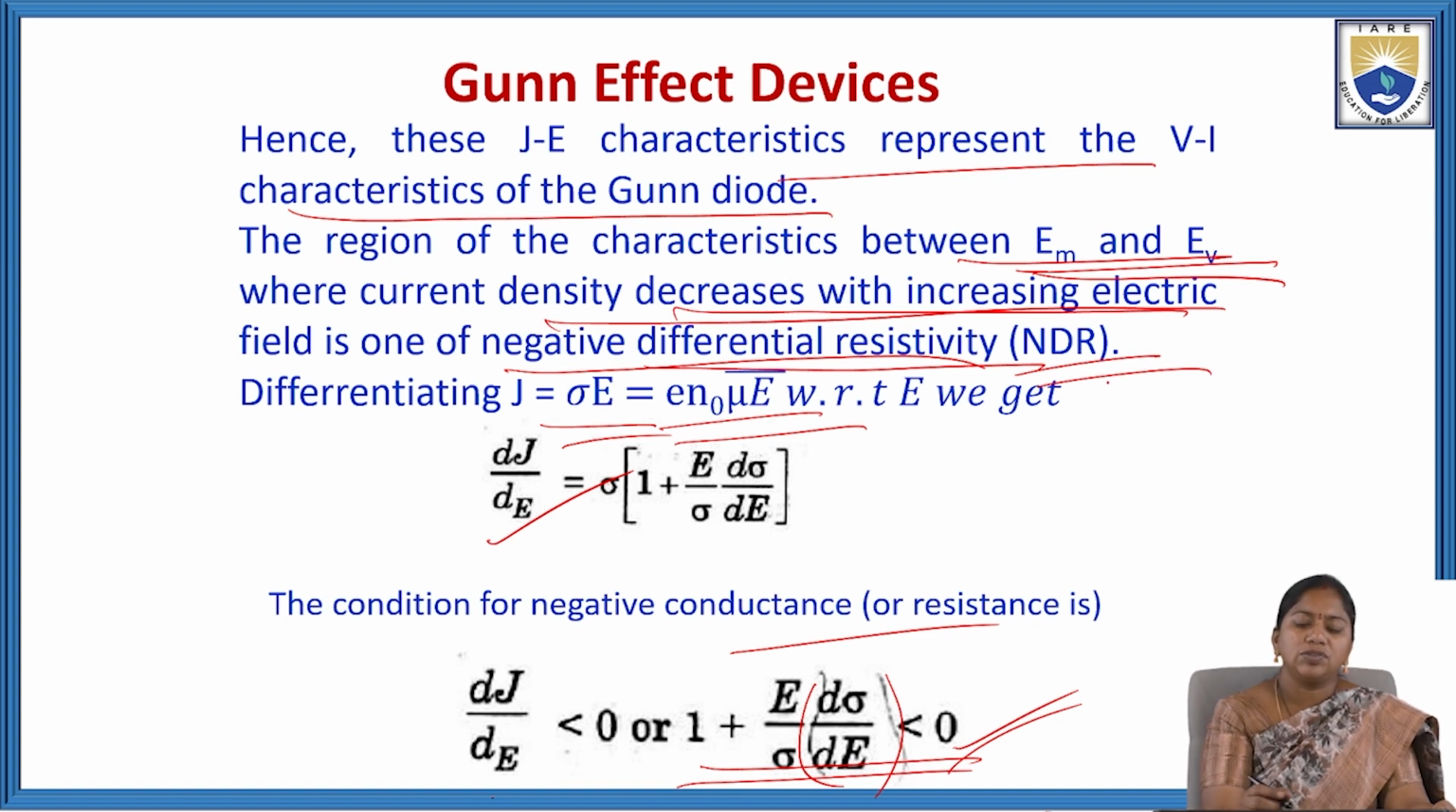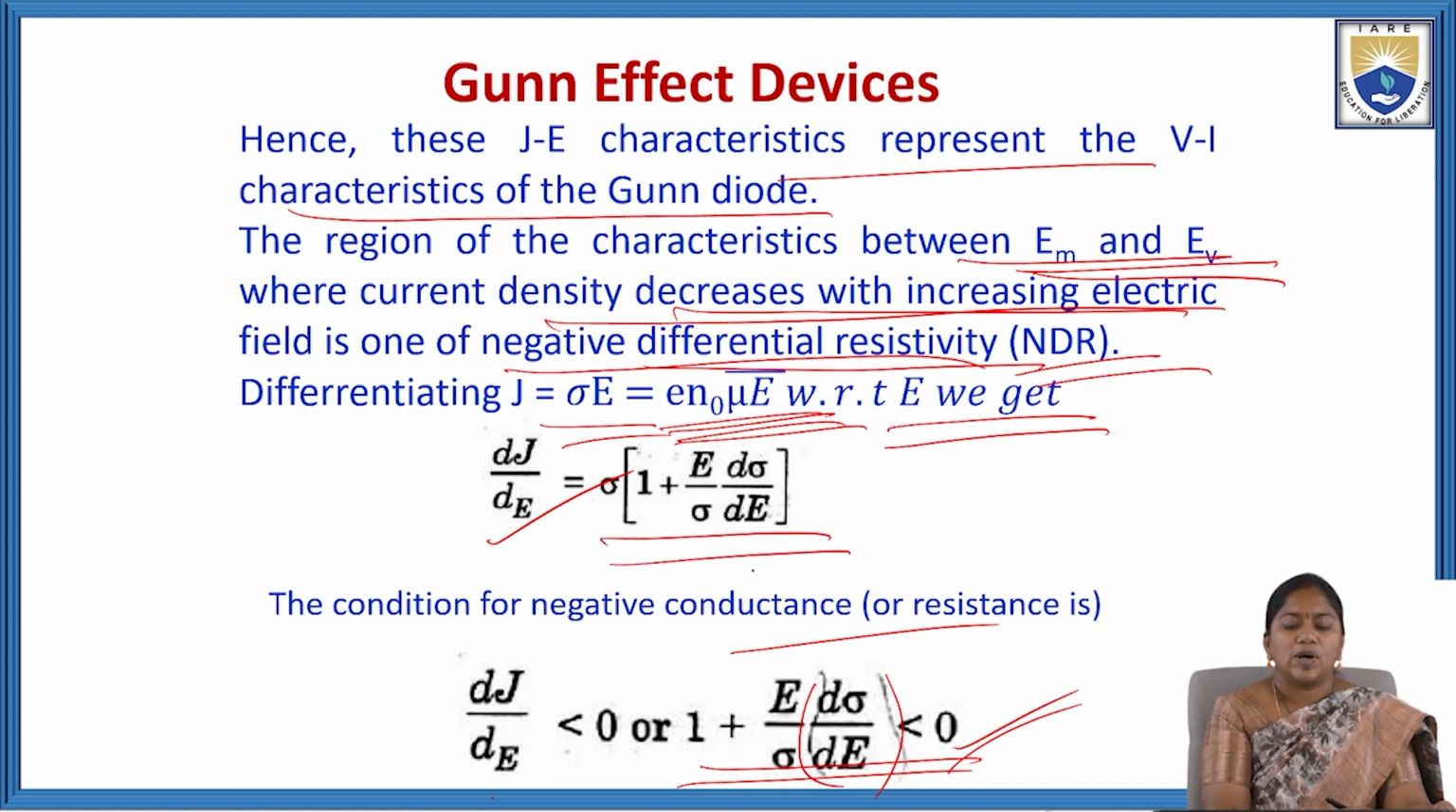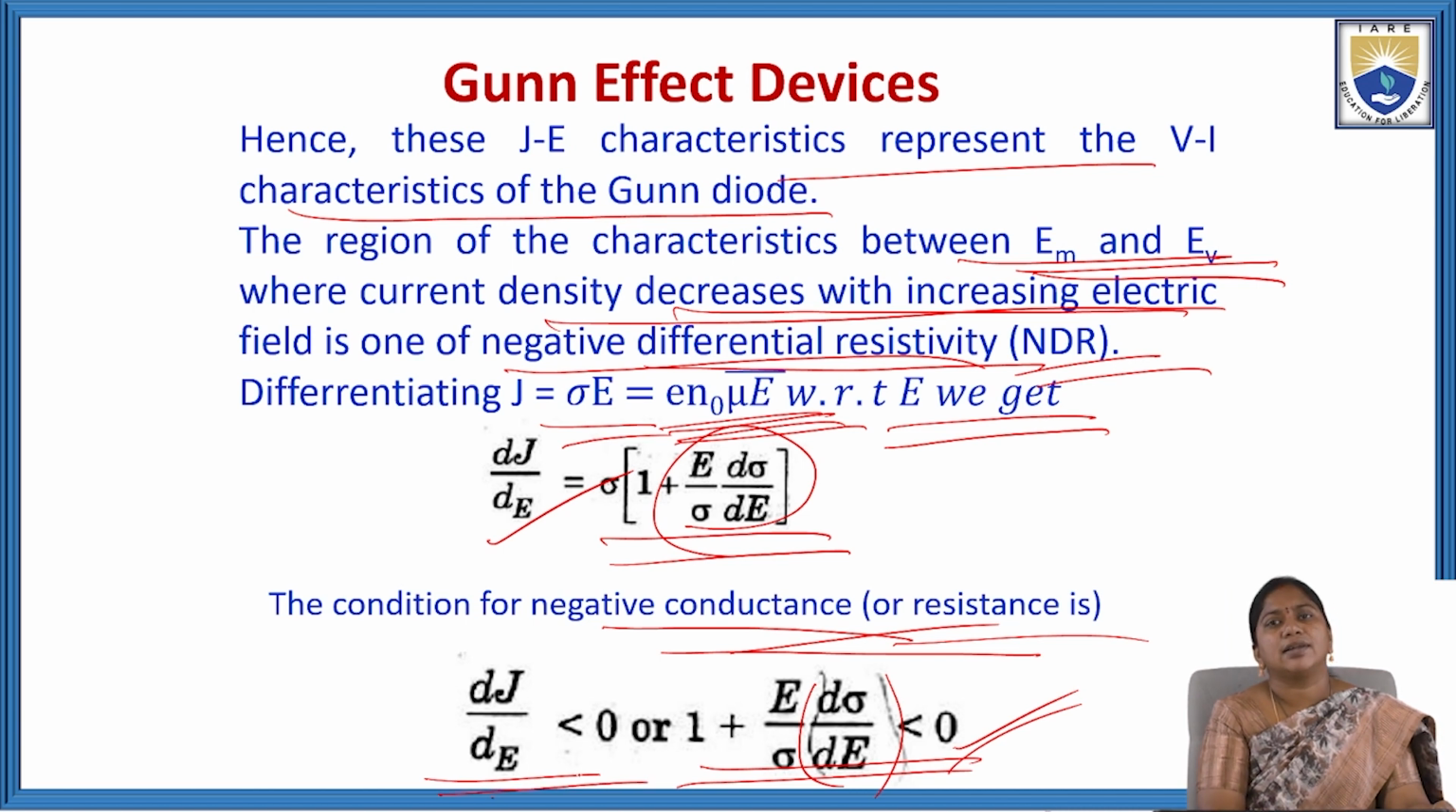Differentiating J equal to sigma E, that is equal to E N naught into mu bar into E with respect to E, we get dJ by dE equal to sigma into 1 plus E by sigma into d sigma by dE. So the condition for the negative conductance or resistance is dJ by dE is less than 0, or 1 plus E by sigma into d sigma by dE is less than 0.